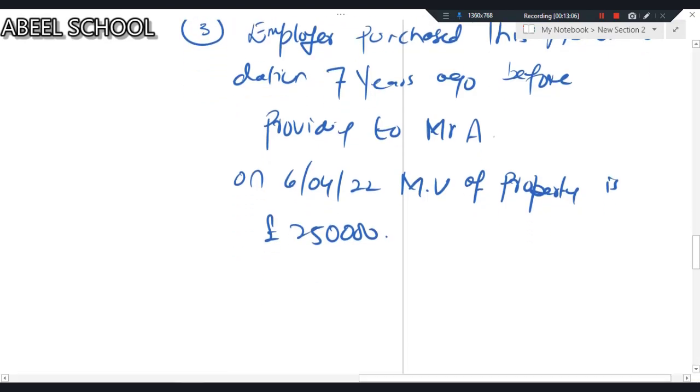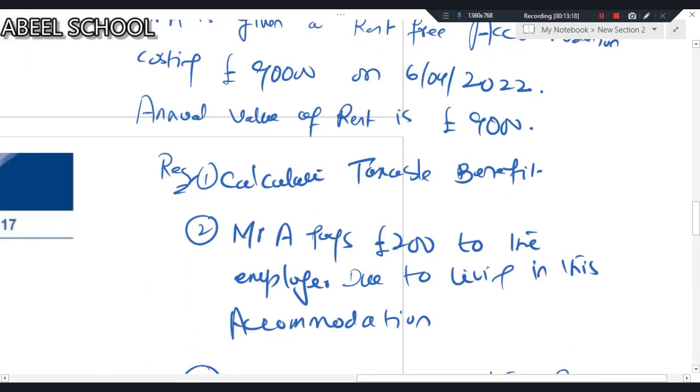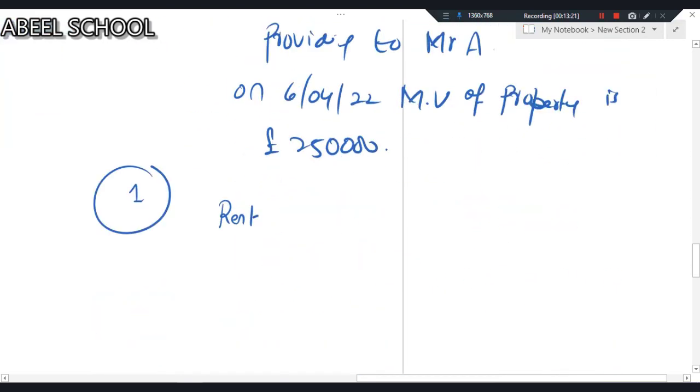Let's try. Case number 1. First, we'll take the basic benefit, which is rent. The rent is 9,000, the annual value of the rent. And then we'll add the additional benefit. Why do we need to add additional benefit? Because the accommodation is an expensive accommodation. Simply add 90,000 minus 75,000 into 2%. So let's see what the result is. It is 300.